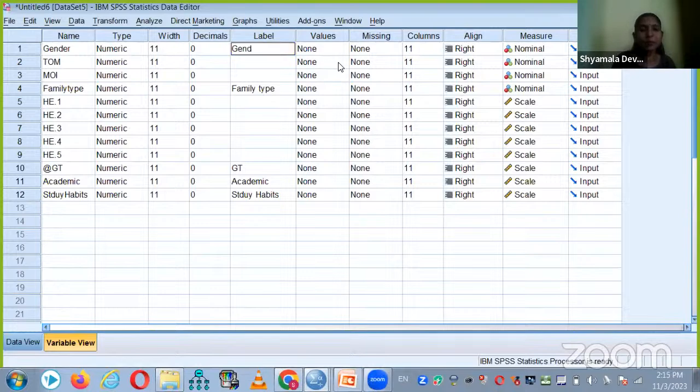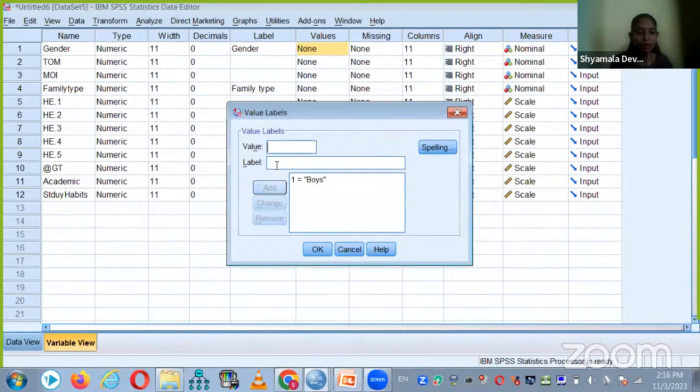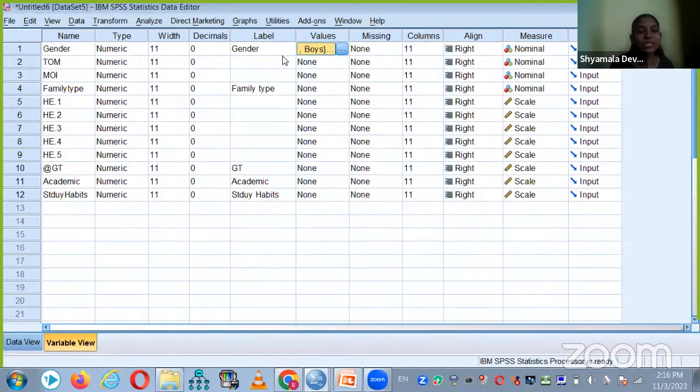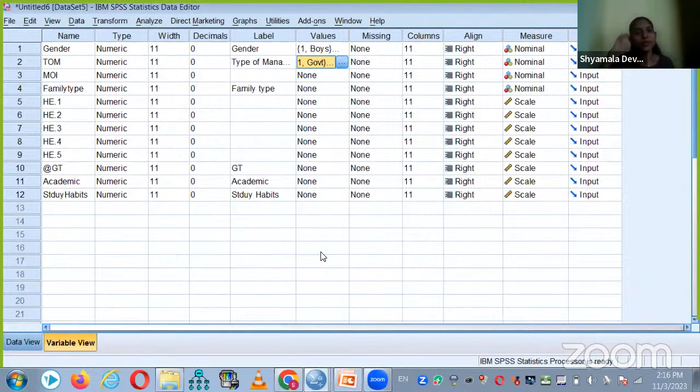So I'm typing gender here and we have to assign the values. 1, boys, and number 2, girls. We have to add. Okay. And next one is type of management. Number 1, it is government. Number 2, aided. And number 3, private. Okay, I think 2 is enough. Only with these 2 demographic variables, I'm going to do the analysis. So I'm not going to give the values for medium of instruction and family type.